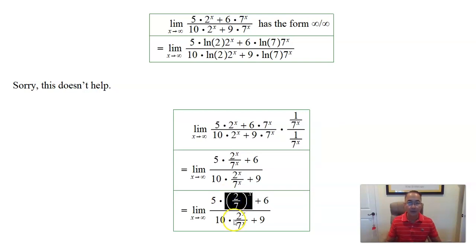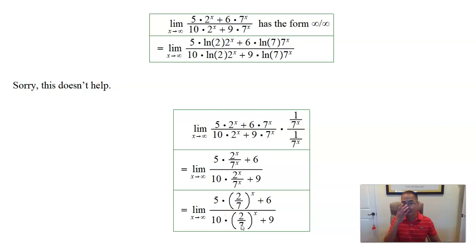Okay, so we did not do L'Hopital's. All we did was some creative algebra. We chose 7 to the x instead of 2 to the x, because now we can see that because that base is between 0 and 1, as x goes to infinity, 2 7ths to the x goes to 0. This is a decreasing exponential function. As x gets bigger and bigger, this approaches 0.